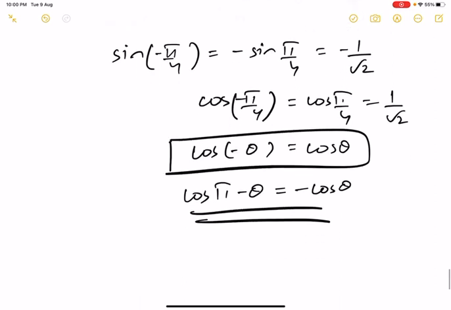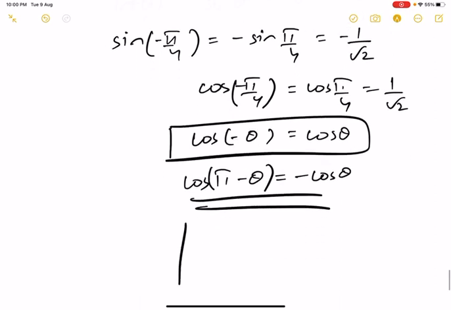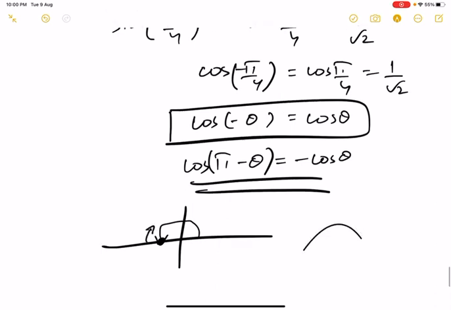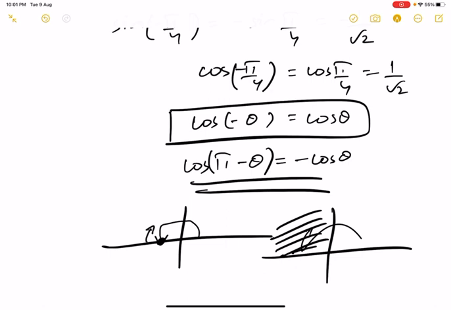Because what is the meaning of pi minus theta? Pi means 180 degrees. So you go 180 degrees, so you are over here. Then minus theta means you come back. So you are going 180 degrees and then coming back theta. So you are in this quadrant, you are in the second quadrant. So in the second quadrant, the x-axis is negative and cos is related with the x-axis. So cos value is negative.